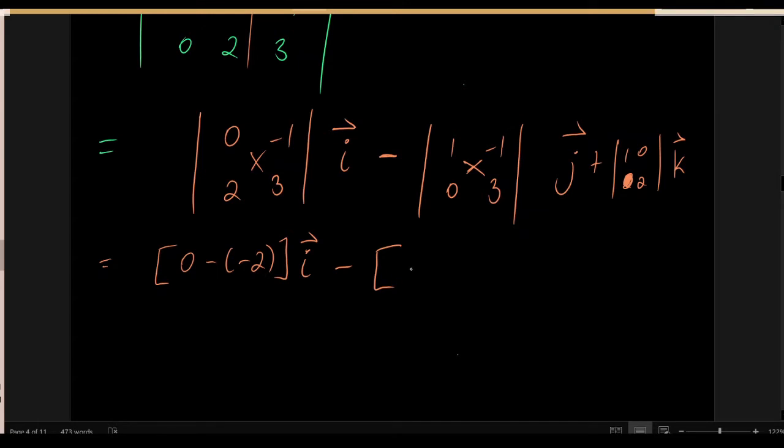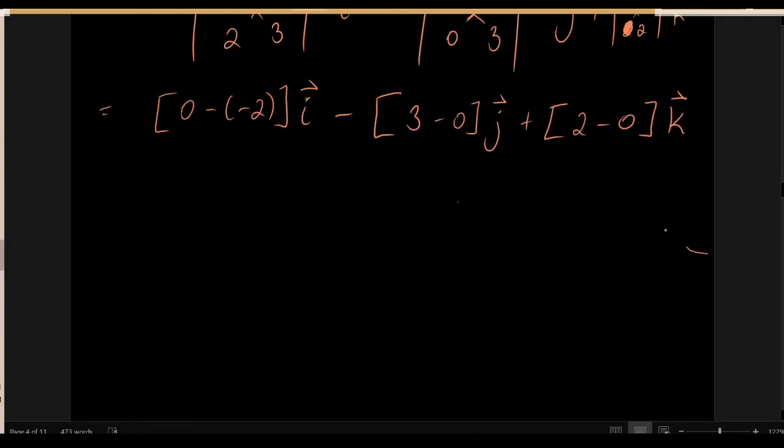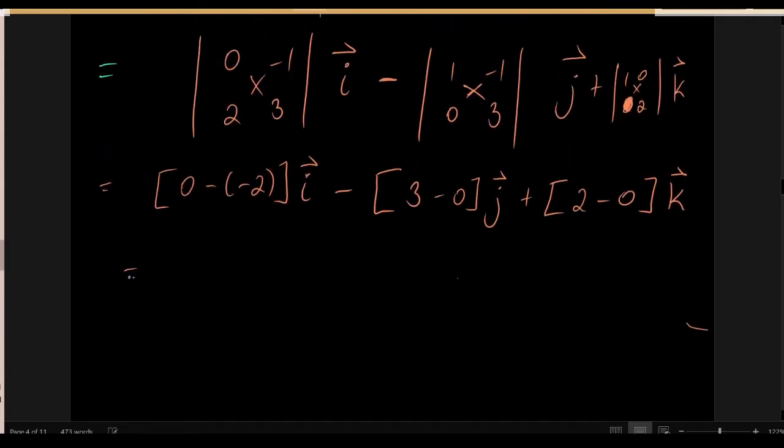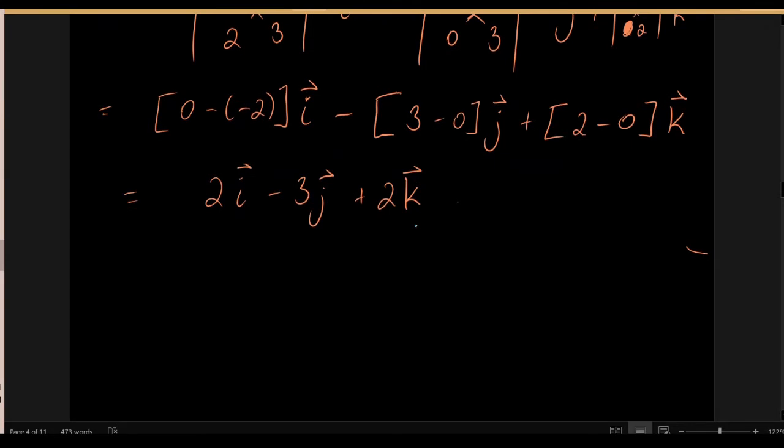1 times 3 is 3. 0 times minus 1 is 0. And finally, the last 2 by 2 determinant, 1 times 2, take away 0 times 0: 2, take away 0. So this becomes positive 2 times i, negative 3 times j, and positive 2 times k, which works perfectly well as a final answer.